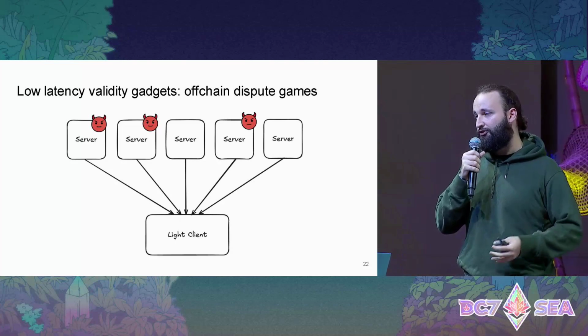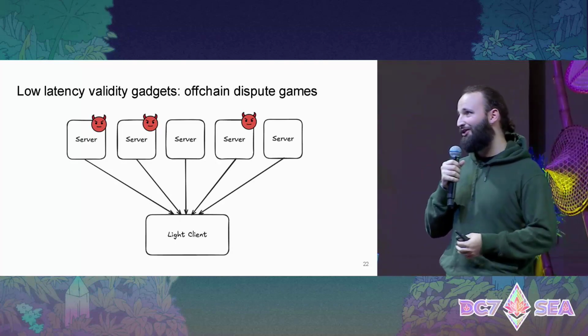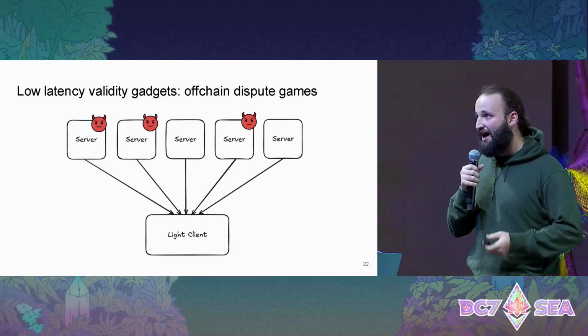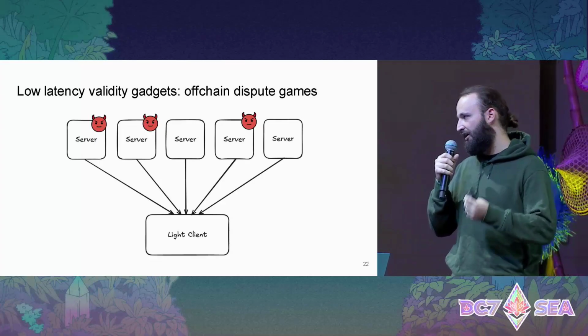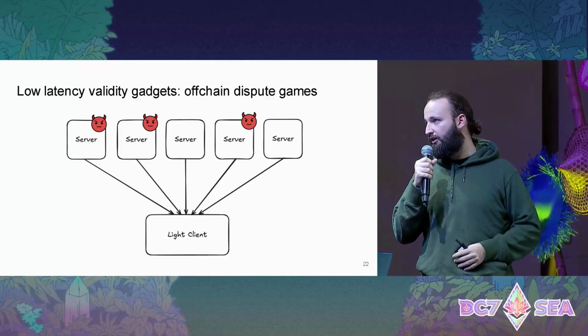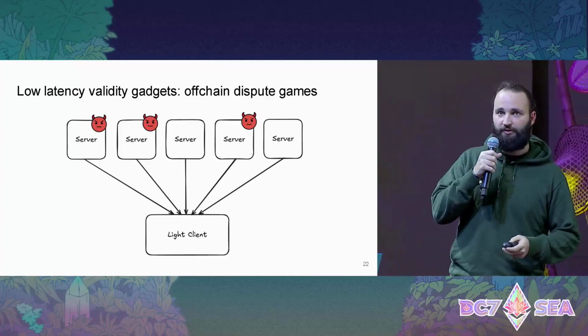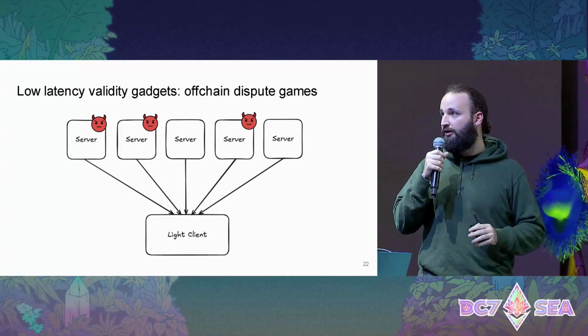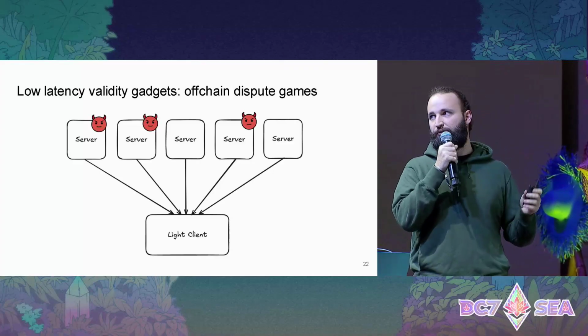Now, what's cool about an off-chain dispute game is that for our light client, we can simply connect to multiple servers. We have no idea how many of them are malicious. Even the majority can be malicious. We're hoping just one is honest. And we can have them send us, hey, what's the block header given these inputs? They all send over the block header, and if they all agree, you say, perfect, life is good, we're going to accept it.